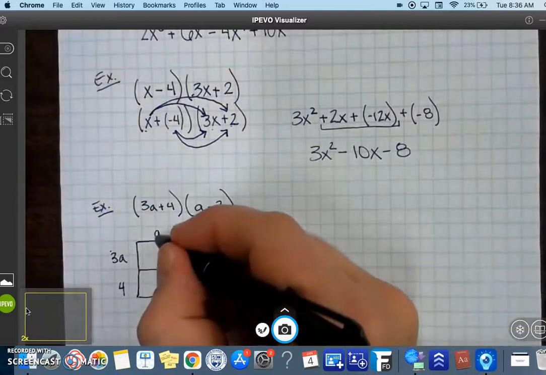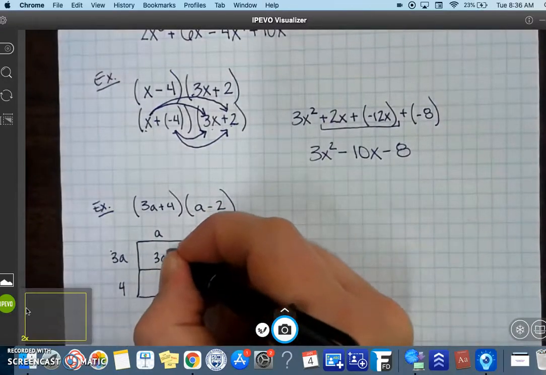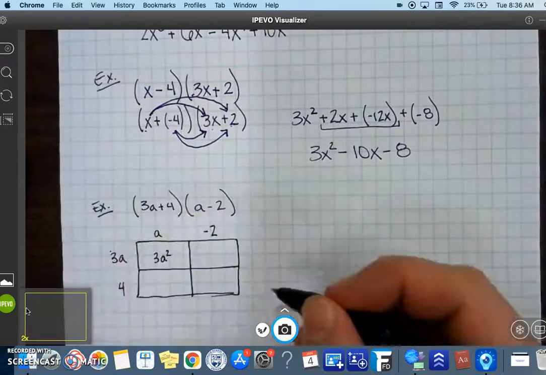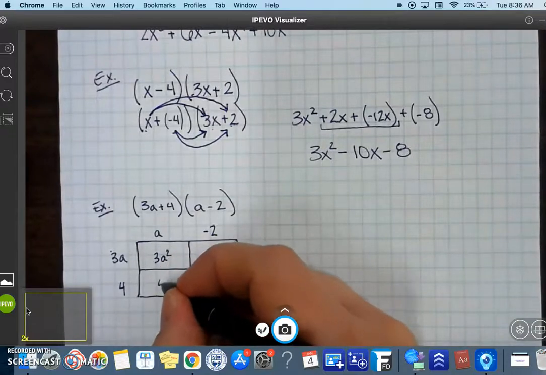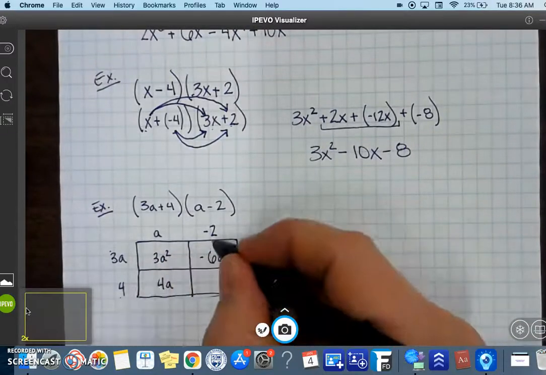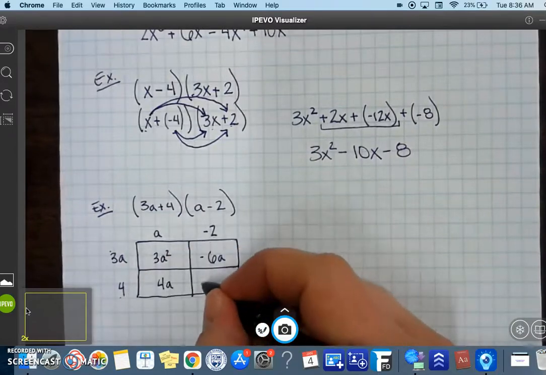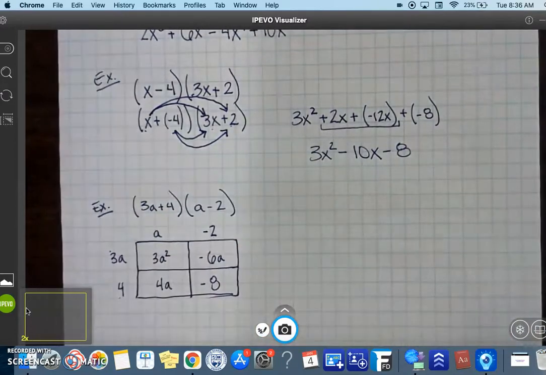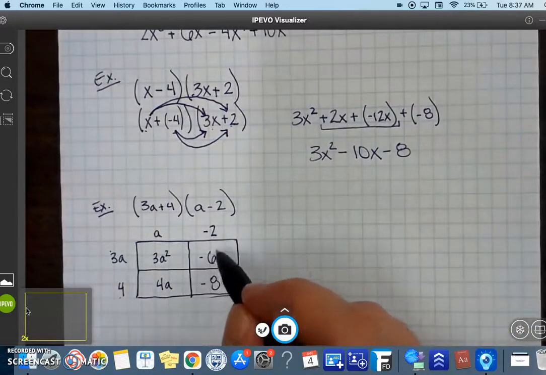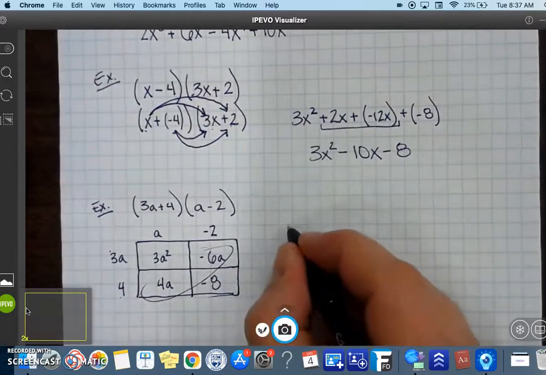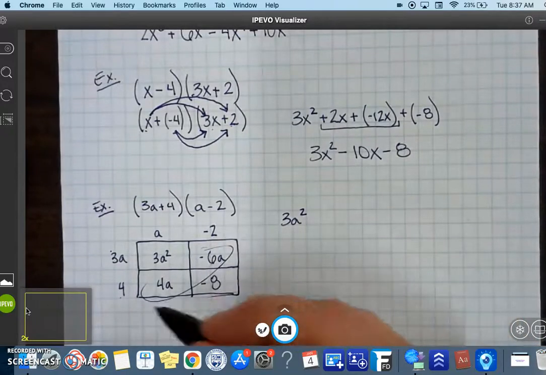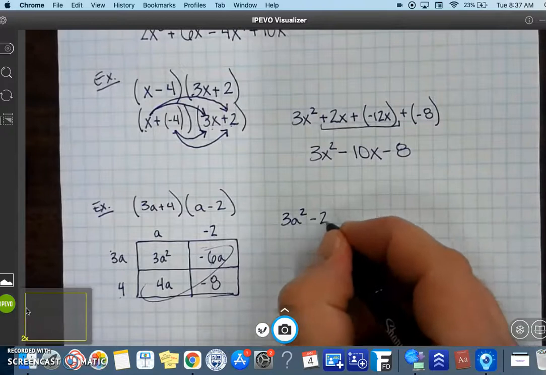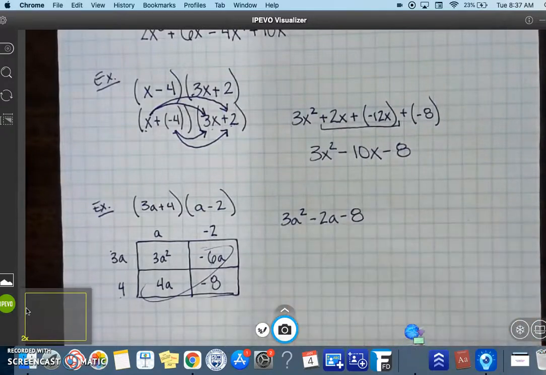Okay. So a times 3a is 3a squared. Negative 2 times 3a is negative 6a. A times 4, 4a. Negative 2 times 4, negative 8. Okay. And now we can combine like terms. I have 3a squared, negative 6a, and positive 4a is going to be minus 2a minus 8.